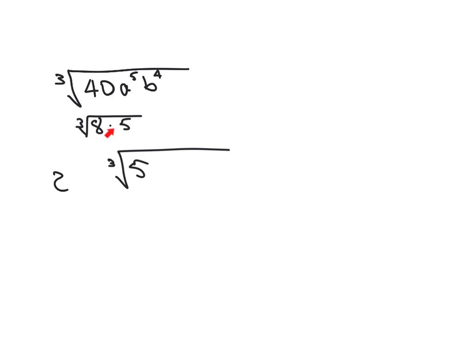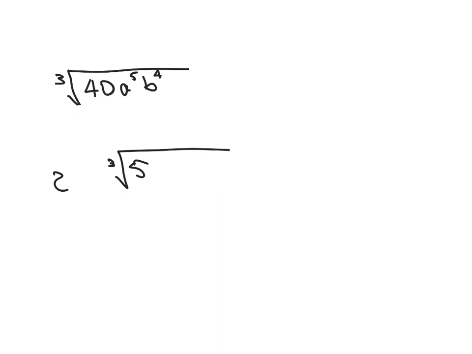So are you seeing what happens here? I'm trying to find 2 numbers multiplied together that give me 40, where I can take the cubed root of one of them. And the cubed root of that 8 is 2. 2 times 2 is 4, times 2 is 8. Okay, so that's the number part. Sometimes that's the harder part.